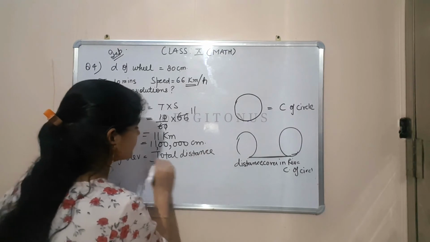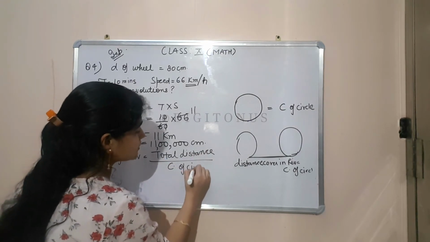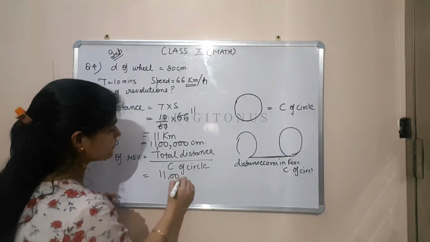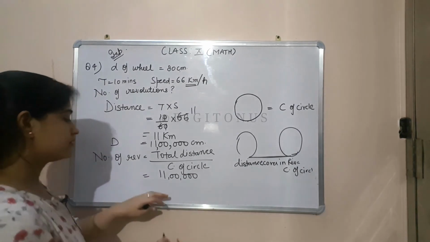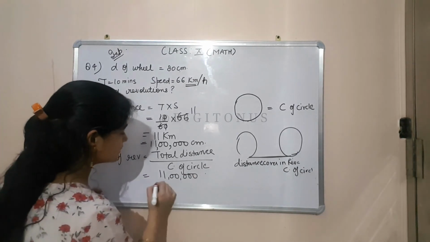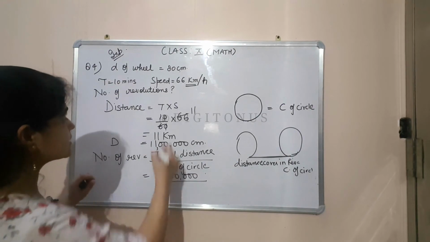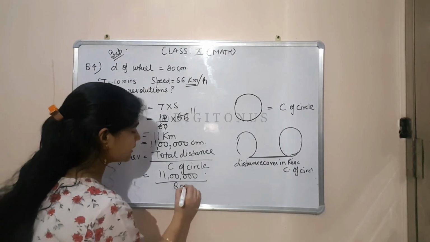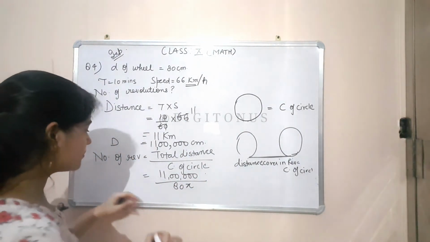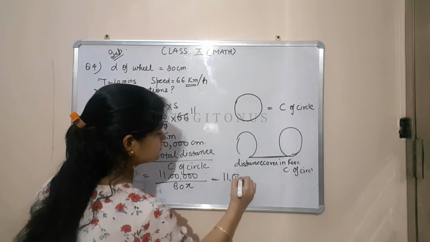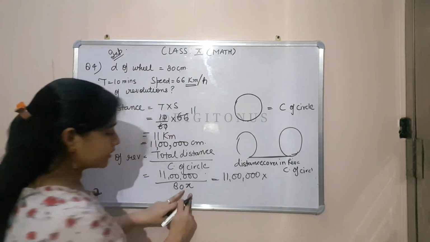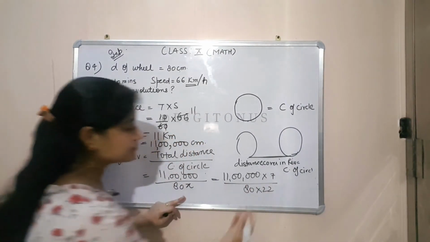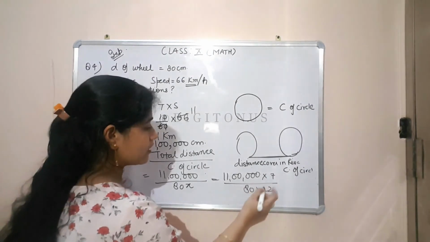the distance covered, divided by the circumference of the circle, then we will get the number of revolutions. So the total distance covered is 11 lakh centimeter, divided by this circumference. Circumference is 2 pi r, or pi d. D is given, so we will put here 80 pi, and pi value is 22 upon 7. So 22 will be in the denominator with 80 and 7 will come up in the numerator. Okay, now we will solve it.